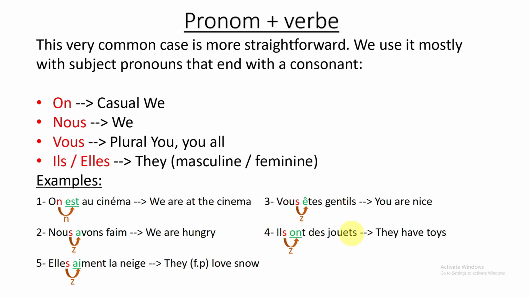Fifth one, so again, silent S at the end of the first word, so it will create an abstract Z at the beginning of the second word. Okay, so here we are not making the liaison with A only, because here we have a sound. AI is a sound, so we are going to create the liaison with the first syllable of the second word. So, elles aiment la neige. Elles aiment la neige.